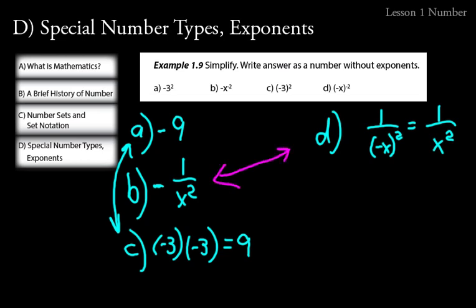So notice the difference between B and D. B is the opposite of 1 over x squared. It has that minus sign out front that you could just put your finger over to cover it up and perform that operation. When it's inside parentheses, though, we can't cover it up. It's grouped with that, so we have to keep it with it. We have to think minus x times minus x.